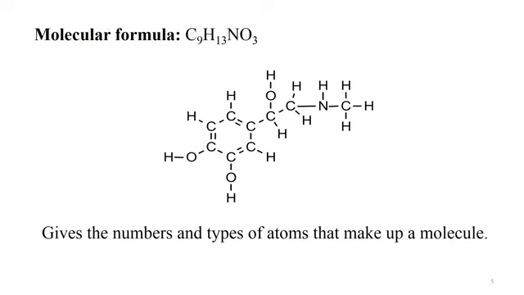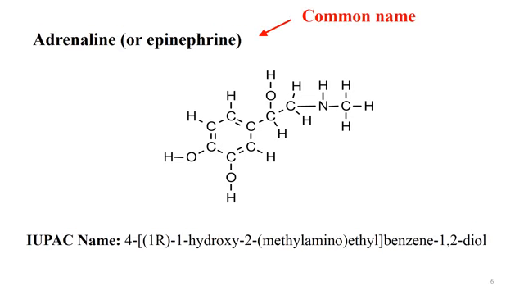A molecular formula gives the numbers and types of atoms that make up a molecule. It does not give the connectivity between different atoms. And each molecule has its own name. Adrenaline or epinephrine is a common name for the molecule on the screen.